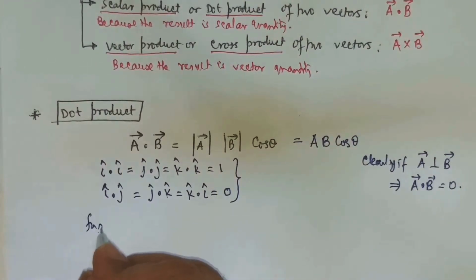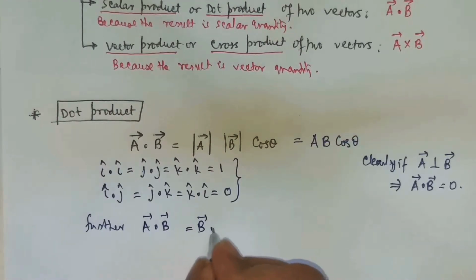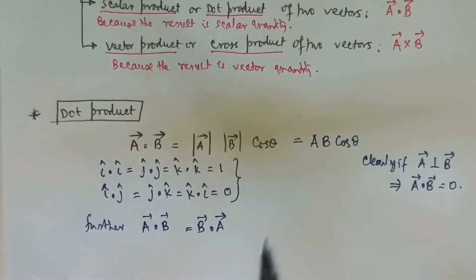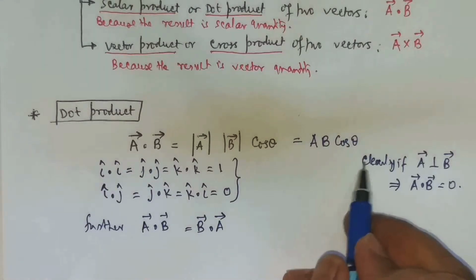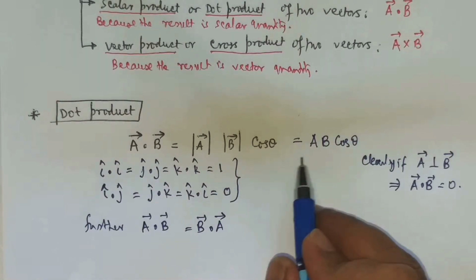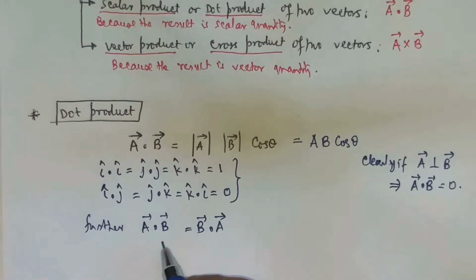Further, you can understand that A dot B is the same as B dot A. It is because ultimately the result has nothing to do with any direction, and multiplication of two numbers has the commutative law to hold true. So therefore this is also true in case of dot product.